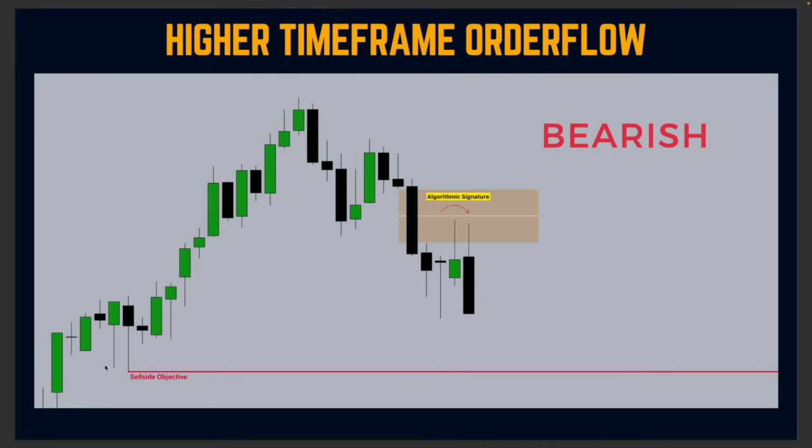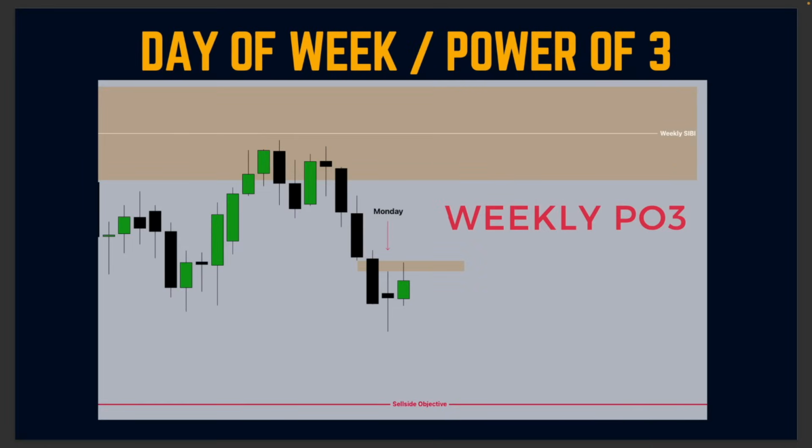And this obvious swing low should be what? Our sell side objective. Okay, so in terms of day of week and power of three, what is occurring on a Monday? It's the open of a new weekly candle.